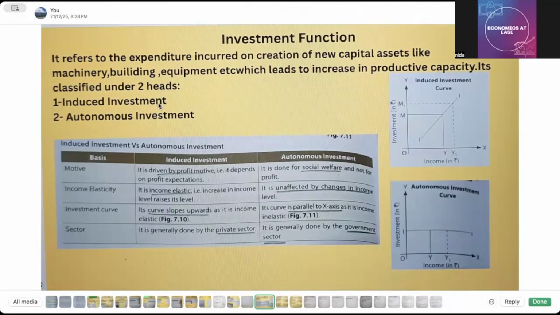It can be classified under two heads, induced and autonomous investment. Induced investment is for the profit motive and autonomous for social welfare. Induced investment is by the private sector, autonomous investment by the government sector, right? Induced investment is income elastic, that is, it increases with the increase in income and vice versa, whereas autonomous investment is unaffected by change in income. The induced investment curve slopes upward because of the direct relationship with income, and the autonomous investment curve is parallel to the x-axis because it is unaffected by change in income.